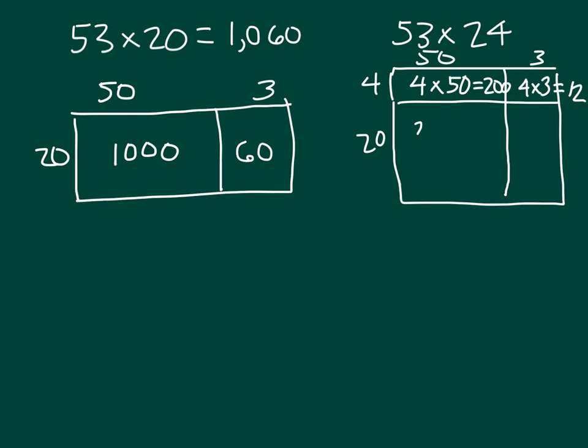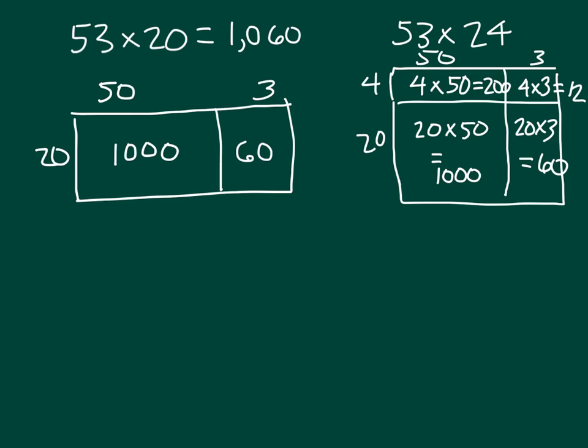We're multiplying 20 times 50 still, just like our previous area model, to get 1,000. And we're multiplying 20 times 3 as before to get 60. And to figure out the area for 53 times 24 then, we'll be adding together all of those numbers.